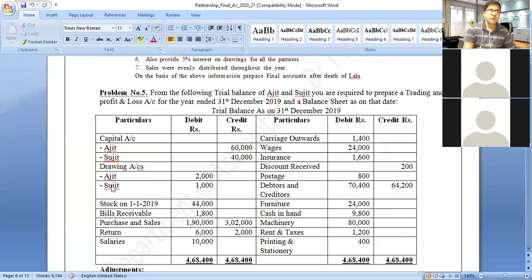Next, drawing is provided: Ajit drawing 2,000, Sujit drawing 1,000. One thing you have to keep in mind: every item in the trial balance we will record one time. It means every item has one effect, there are no two effects. In adjustments there can be two or more effects, but every item in our trial balance we record one time. But drawing is a particular item.